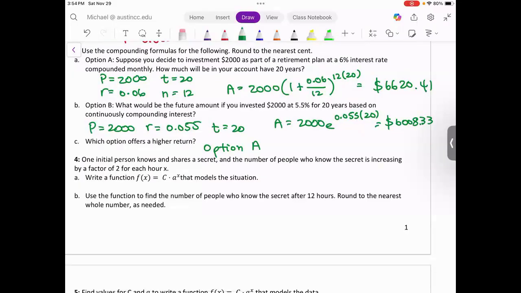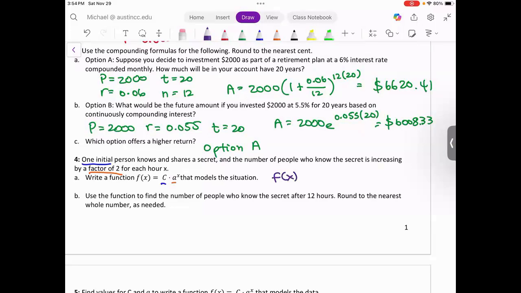If one person initially knows the secret and shares it, then the number of people who know the secret is increasing by a factor of 2 for each hour x. So we want to write an exponential function that models the situation. So remember that our C is our initial amount. We had one initial person. Our A is whatever factor we're either growing or decaying by. So that's our C, that's our A.